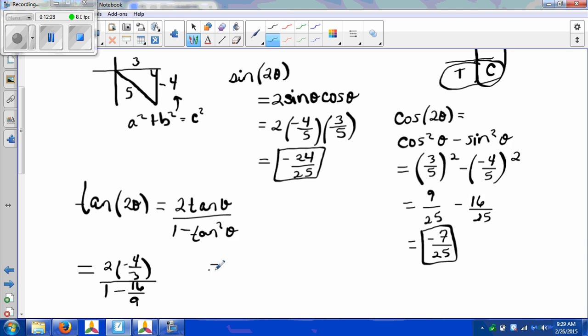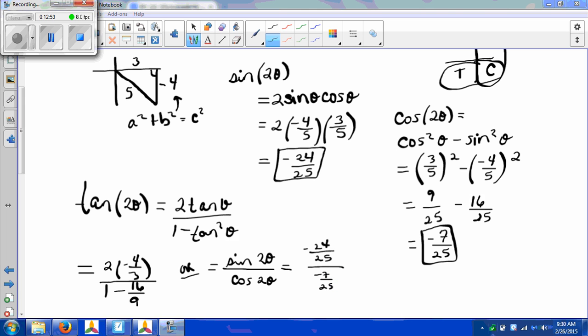Or I could do it with the sine of 2 theta over the cosine of 2 theta, which I've already figured out, so I might as well just use those. Negative 24/25 over negative 7/25, and I get 24/7.